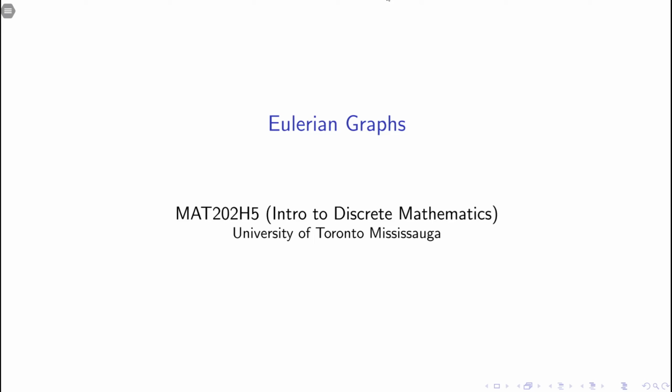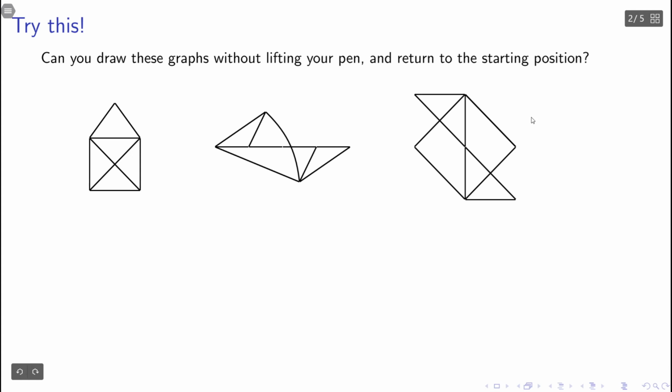Okay, so in this video we'll talk about Eulerian graphs, and before we do so though, I want to play a little game with you, something you may have seen before in other contexts, or maybe even as a kid. So you have some pictures here on this slide, and get out a piece of paper, get a pen or a pencil. Try drawing these graphs without lifting your pen and return to the starting position, right? So are you able to basically draw the graph in one go without lifting your pen from the paper?